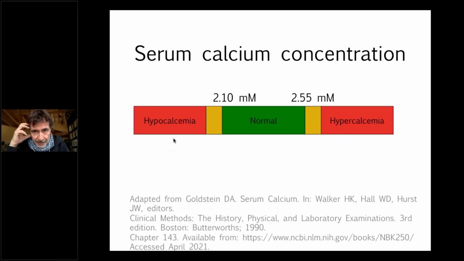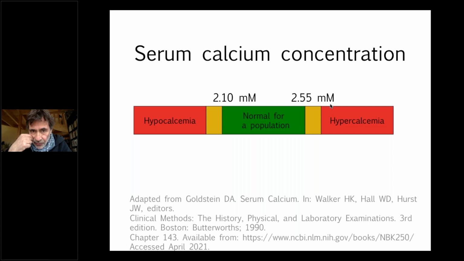To begin with something that's quite simple, there is a reference range for calcium in blood that's between 2.10 and 2.55 millimole per liter. When it's below, this is hypocalcemia, and when it is above, this is hypercalcemia.